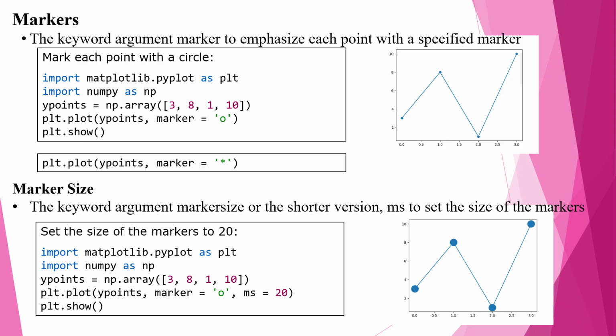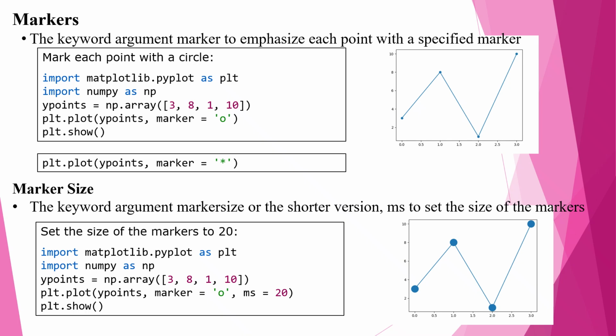The example in this slide demonstrates how to customize markers in the plot using matplotlib. In the first part, the y points array is created and the plot function is used with the parameter marker equal to 'o', which places a circular marker at each data point on the graph. This clearly helps in identifying individual values in the plot.